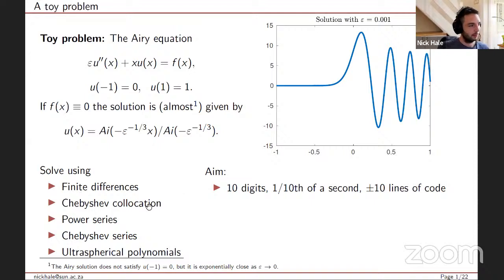Everyone's probably familiar with finite difference and power series methods, and I'll discuss those briefly. And then I'll talk about Chebyshev methods, both Chebyshev collocation or pseudo-spectral methods, or Chebyshev series-based methods, which go by the name of Galerkin or Tau methods. And then I'll introduce the ultraspherical spectral method, which is a variation on those.